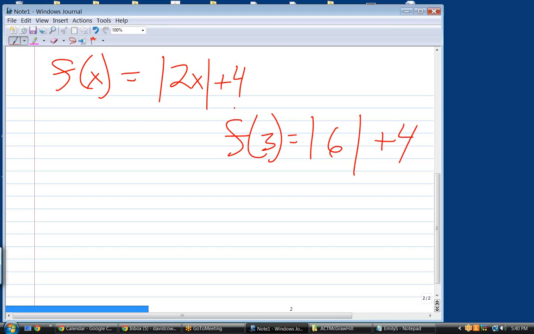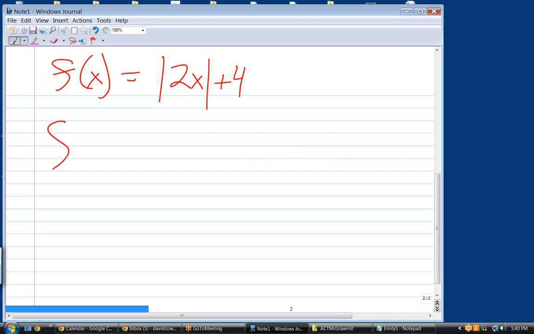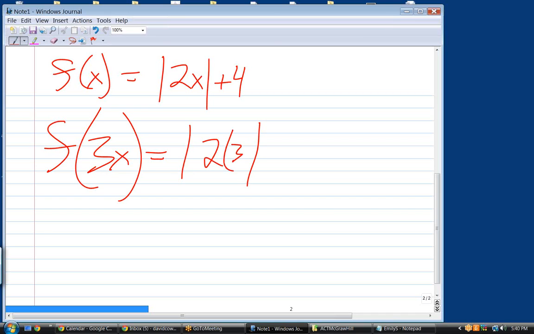That's what it means to put something in the parentheses other than x. You with me? Yes. So if I said to you, what is f of 3x, then I'm going to put 3x wherever I see x. So there's the absolute value, there's my 2, and here I'm going to write 3x. And then the rest of it. And that would become the absolute value of 6x plus 4. So that's the notation here.